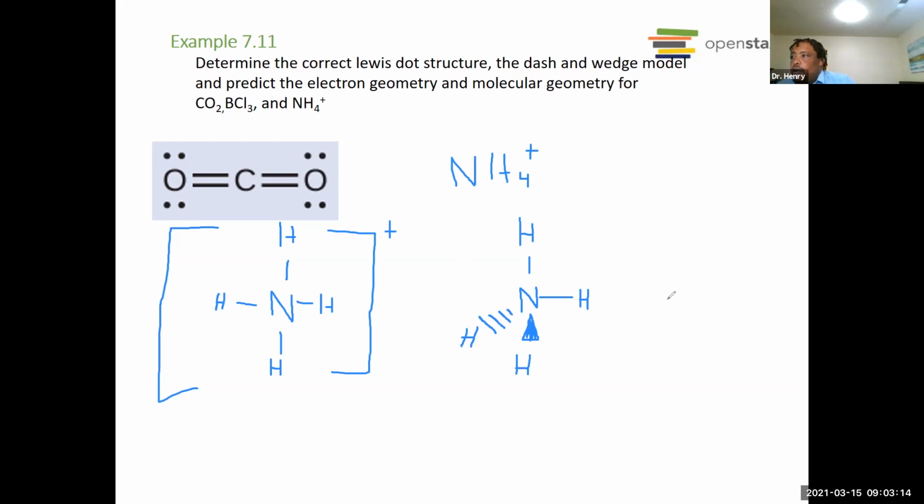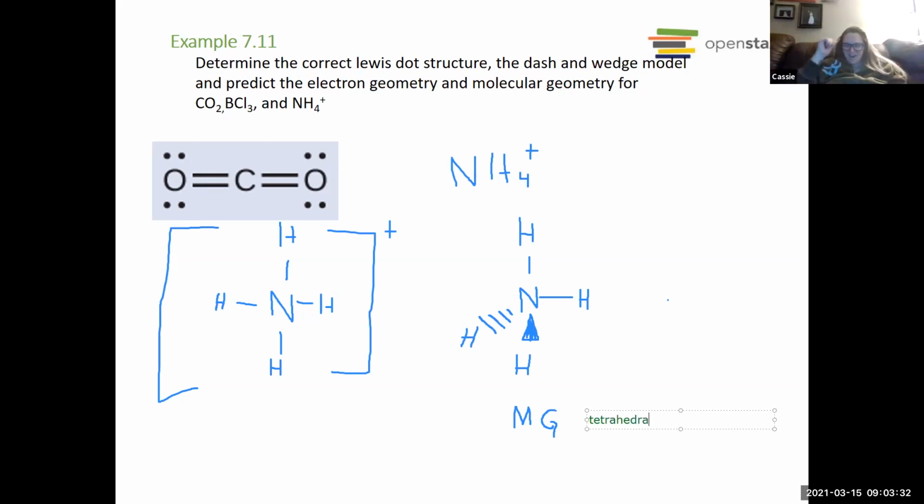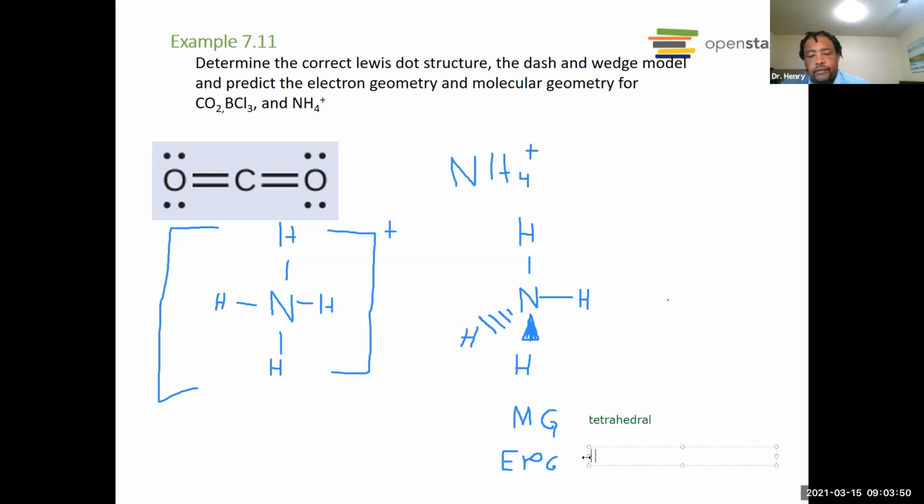Okay. And then our molecular geometry, what was it? There's no lone pairs. Tetrahedral. Yes. And then our EPG, would that just be tetrahedral too? That is correct, because there's no lone pairs. Good job, Selena. Thank you, Cassie. Good job, guys.